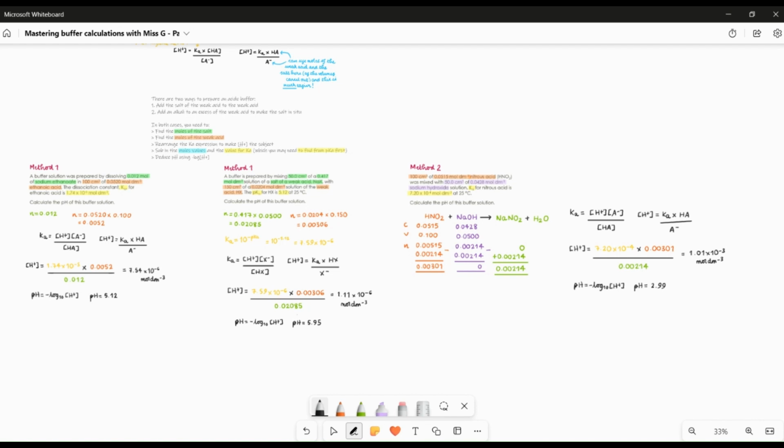I wish you all the very best of luck, and remember, part 2 of these sorts of exam questions will be coming next week, and in that video we'll be having a look at, now we have prepared our acidic buffer solution, what happens when we add a small amount of acid or alkali to that buffer solution.